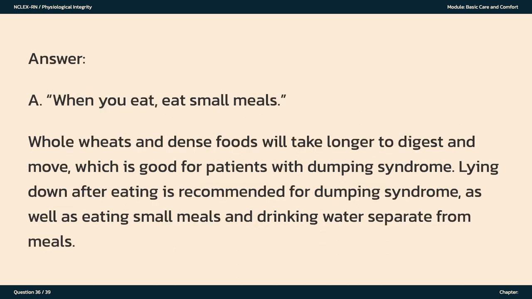The answer is A. When you eat, eat small meals. Whole wheats and dense foods will take longer to digest and move, which is good for patients with dumping syndrome. Lying down after eating is recommended for dumping syndrome, as well as eating small meals and drinking water separate from meals.